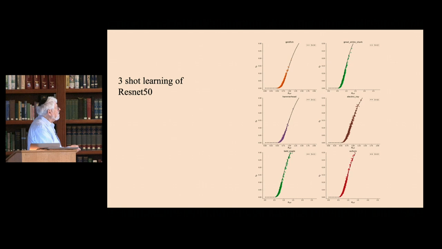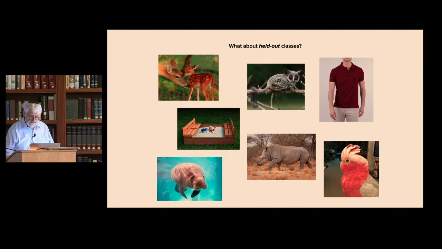Okay, so the bottom line is that there are a few happy cases, pairs of manifolds that are sufficiently dissimilar, so they give very small error after three-shot learning here. But other ones are also bad cases, poor cases where the error is substantial. So three-shot learning, for instance, will not be enough. Okay, now what about held-out cases?